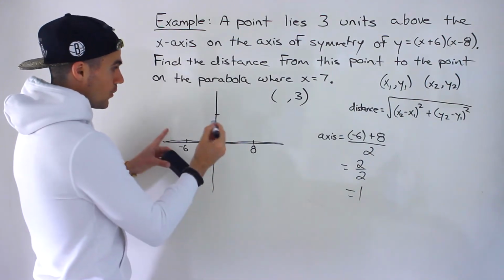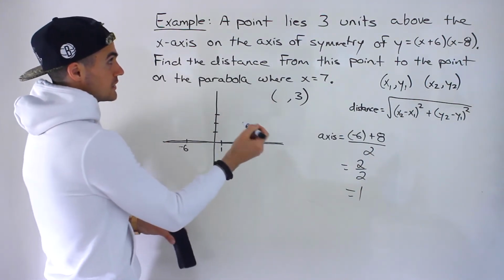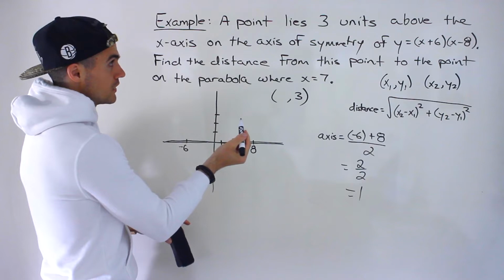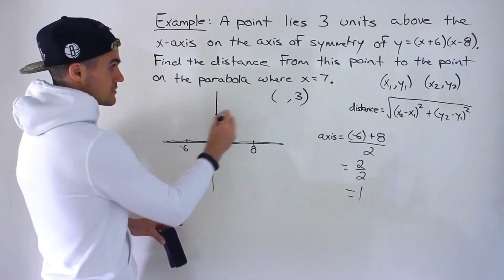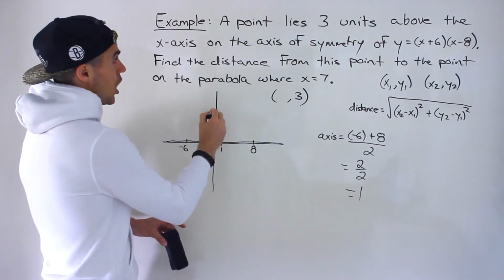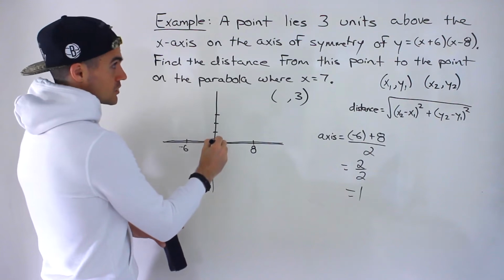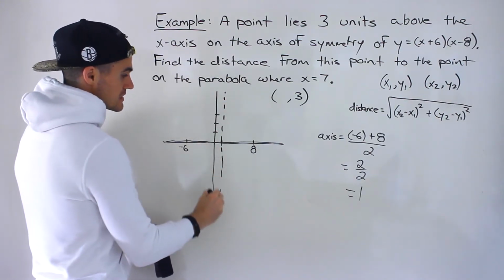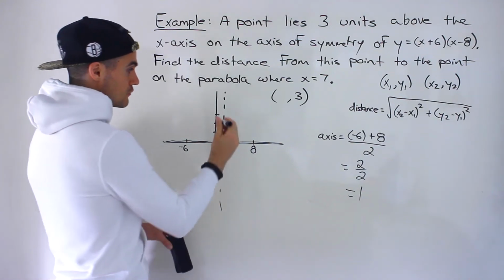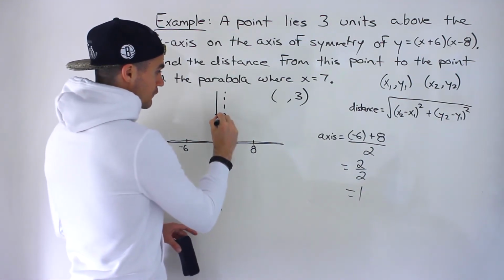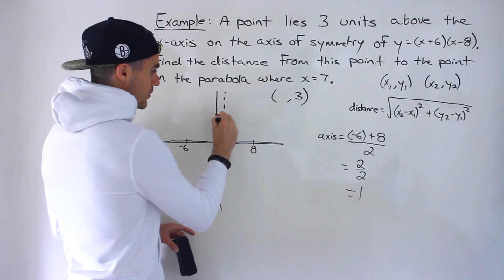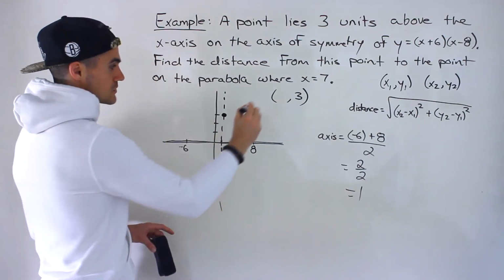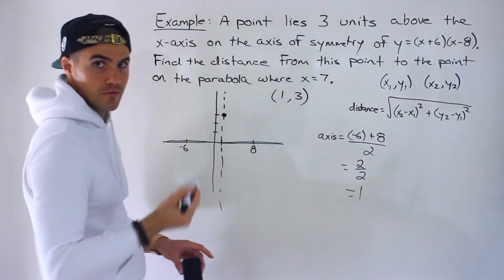So going back to this first point that we're dealing with, a point lies 3 units above the x-axis, so the y value is 3, on the axis of symmetry of the parabola. And we know the axis of symmetry is this vertical line here at an x value of 1. And so that first point we're dealing with is going to be right there. So it's going to be at (1, 3).